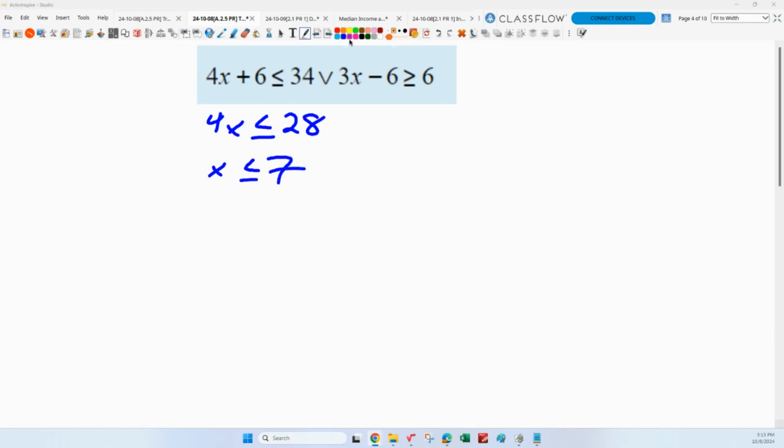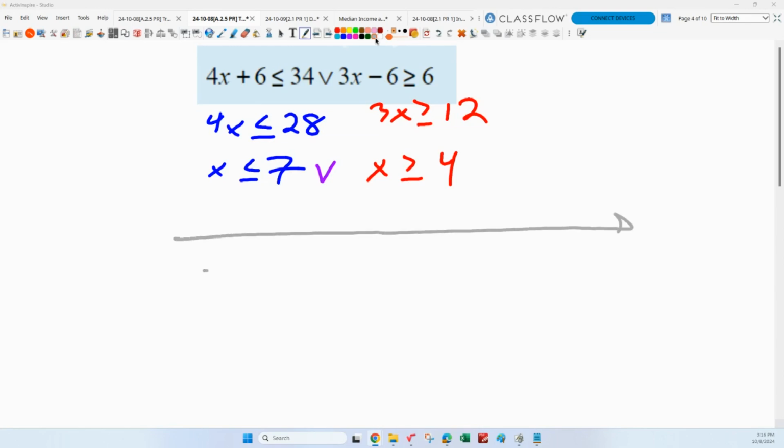And or? Or. It's an or statement, isn't it? Okay, or. How about the next one? Add 6, so 3x is greater than or equal to 12. And what do I get? X is greater than or equal to 4. Okay? Again, we want to see what this looks like.